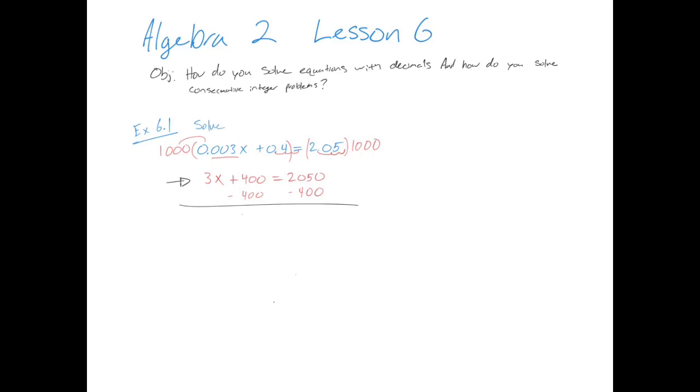So then this is going to give me 3x on the left. It's going to equal 1,650. Dividing by 3, because those two are multiplying. The opposite of multiplying is dividing. And you'll get x is equal to 550.